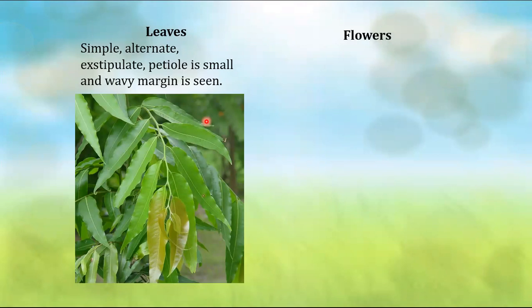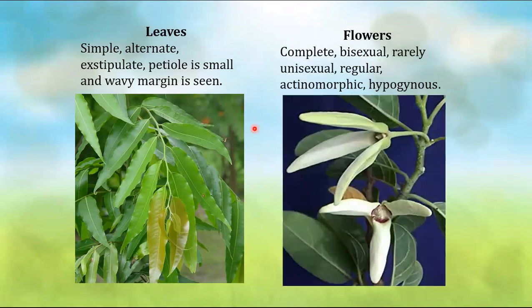As well as the flowers. The flowers are complete flowers. When the calyx, corolla, androecium and gynoecium, these four whorls, are present, then we say that it is a perfect or complete flower. Bisexual, both reproductive units, androecium and gynoecium, are present. In some cases, rarely unisexual. The flower is regular, that is radially symmetrical, actinomorphic. The flower is star shaped in structure.